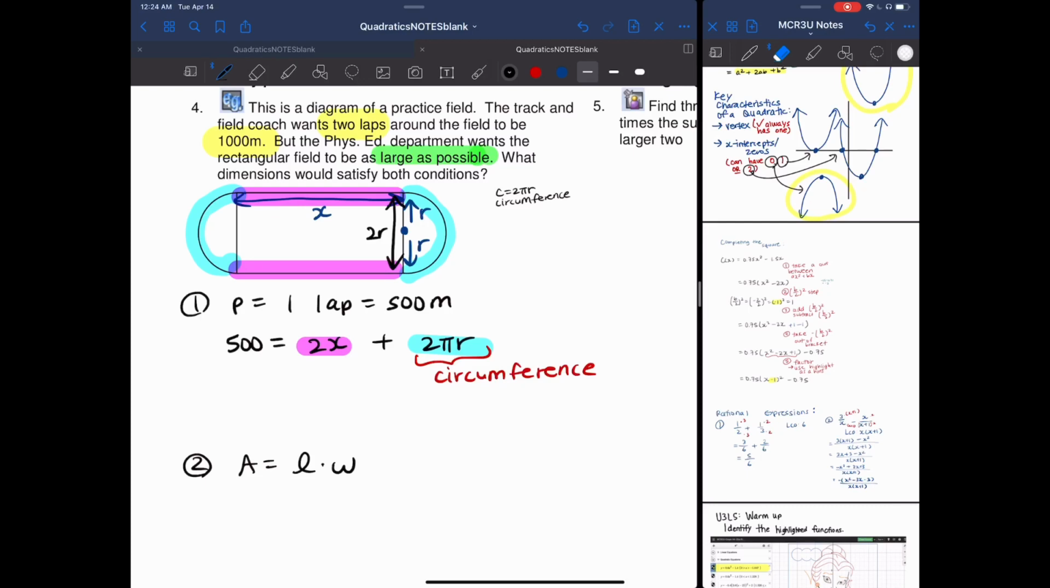All right, so let's plug in the variables that we're using. In this case, the length of the rectangle is x, length being usually the longest side of a shape. And then the width is 2r. All right, so I have A equals x times 2r. So I have these two equations so far.